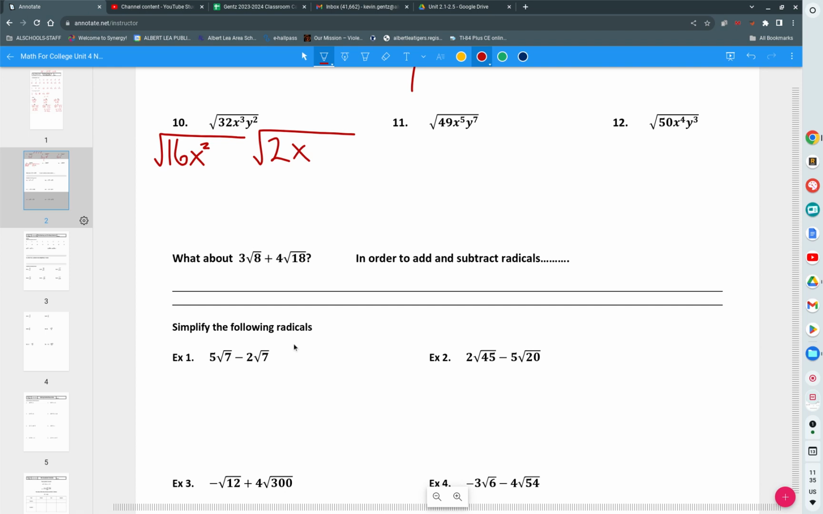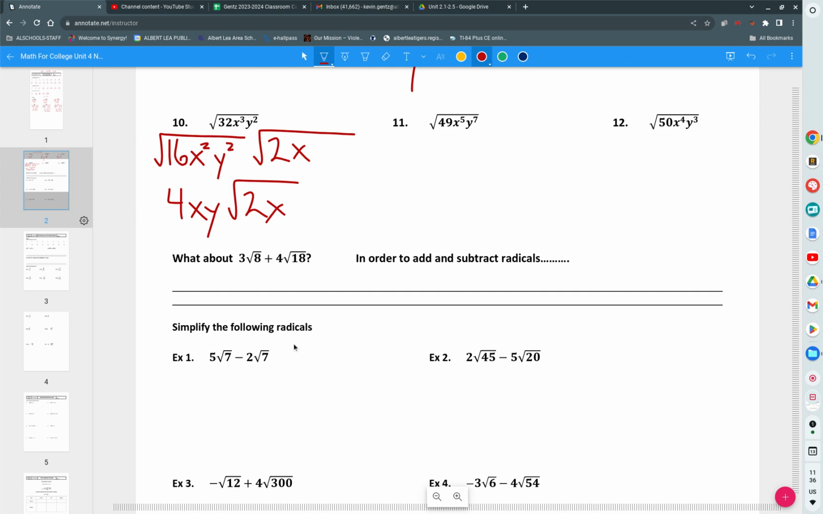Y squared, is that a perfect square? Yep, so anything that's a perfect square goes underneath here. But remember, we have to put the stuff over there to make sure it multiplies to what you have up here, okay? So notice 16 times 2 is 32, x squared times x is x cubed, and y squared is right there. So we just take the square root of this piece, square root of 16, x squared, y squared, 4xy, and then we attach the root of 2x.